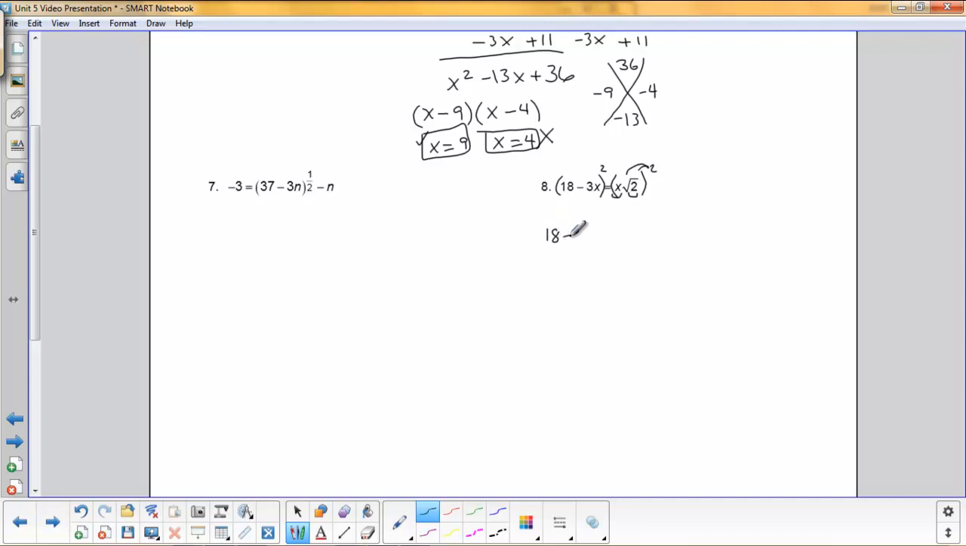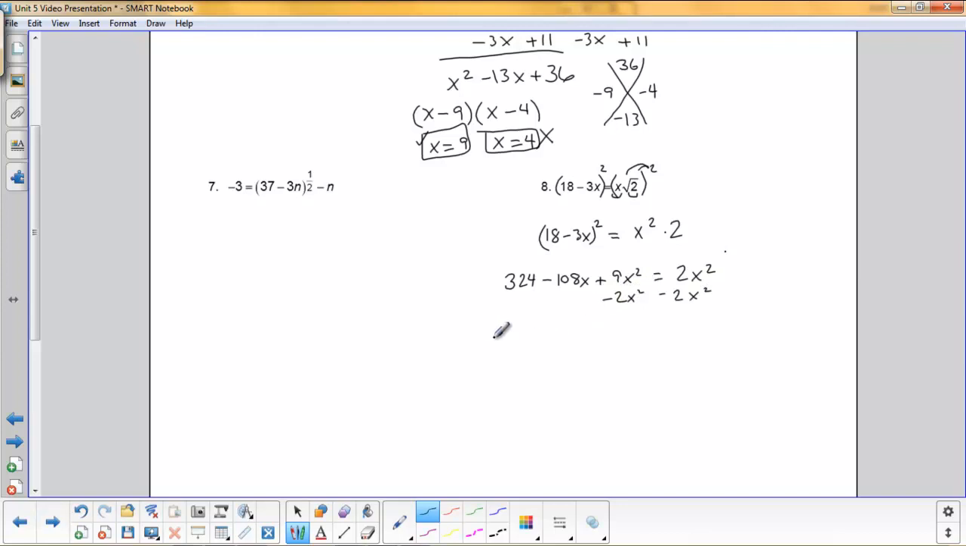So I get 18 minus 3x squared, a perfect square trinomial. We'll deal with that in just a second, but I want to focus on this side first. x squared times 2 is what I get over here. All right, so now I'm going to multiply this out, and I get 324 minus 108x plus 9x squared. And that's equal to 2x squared. I'm going to bring this over because there's less over here, and that gives me my answer more quickly.